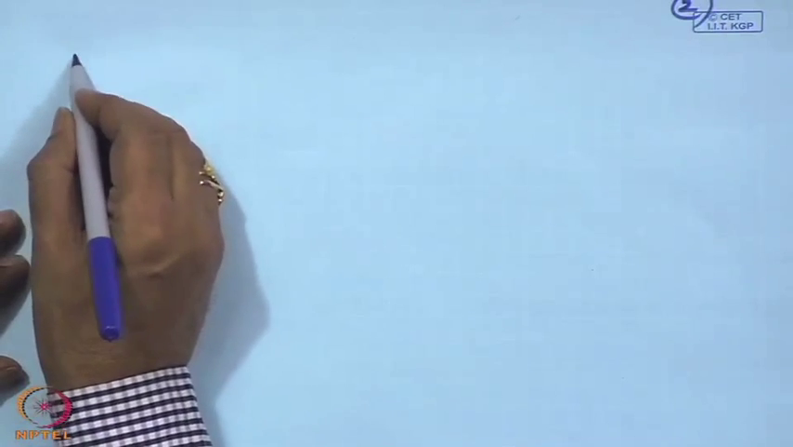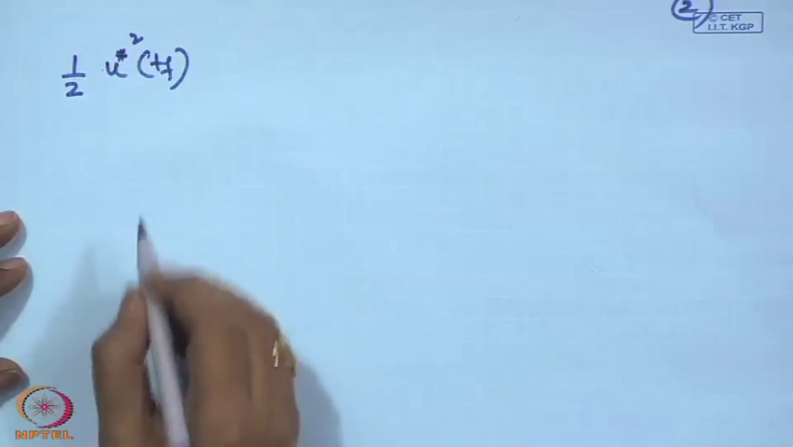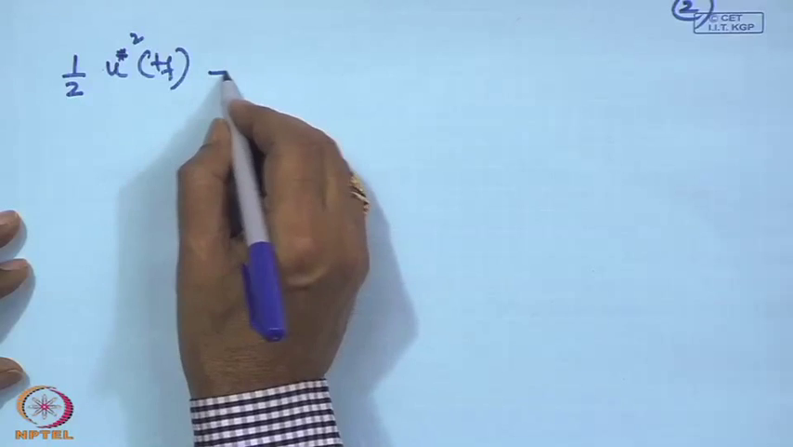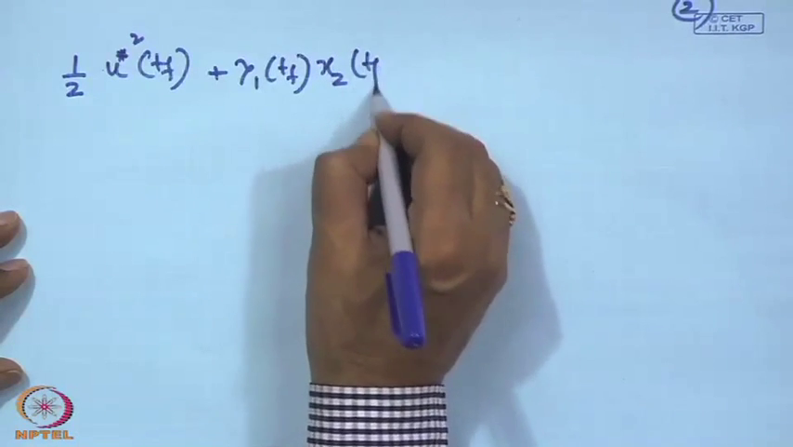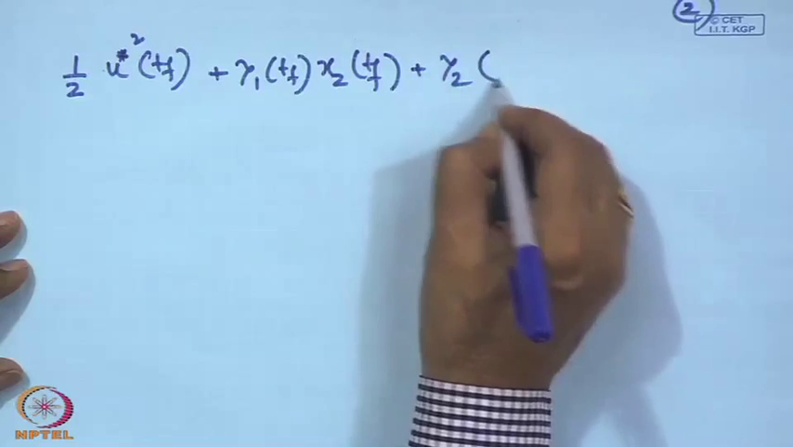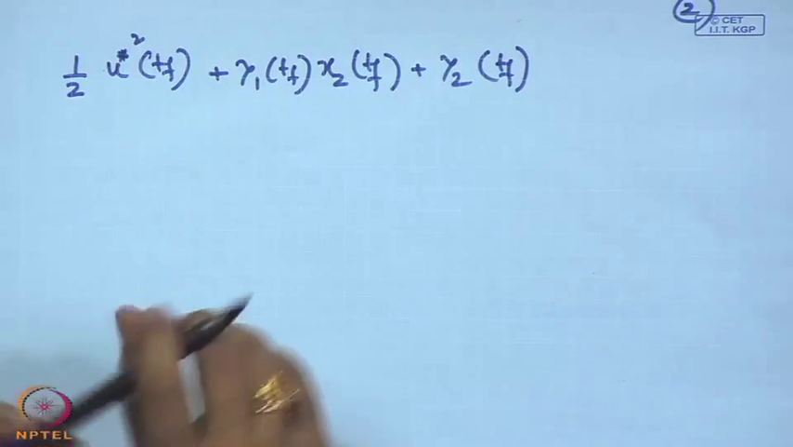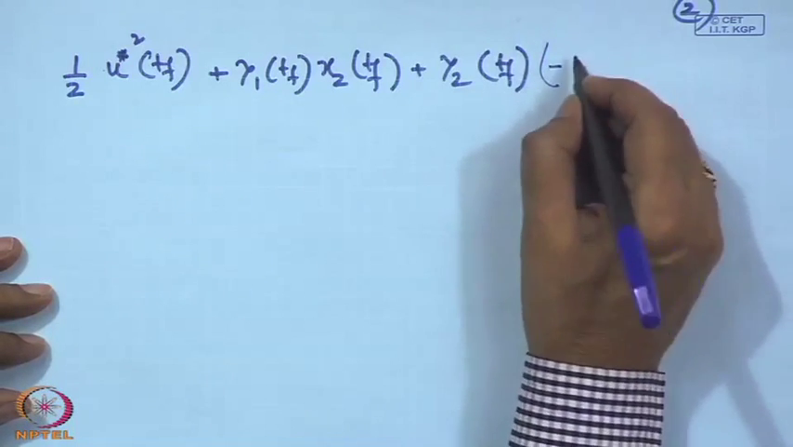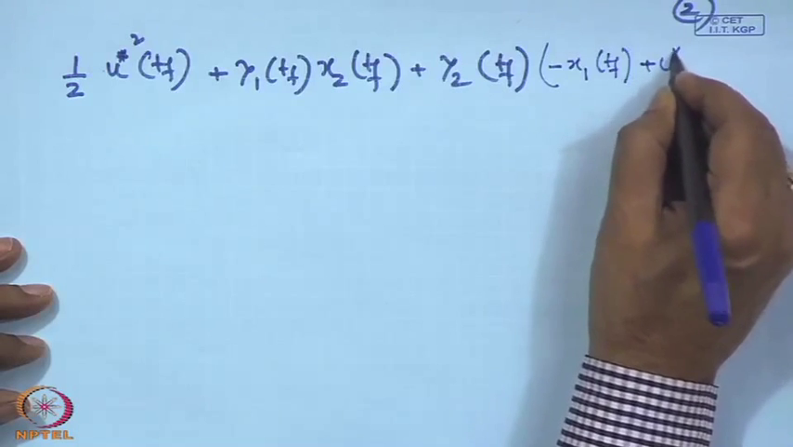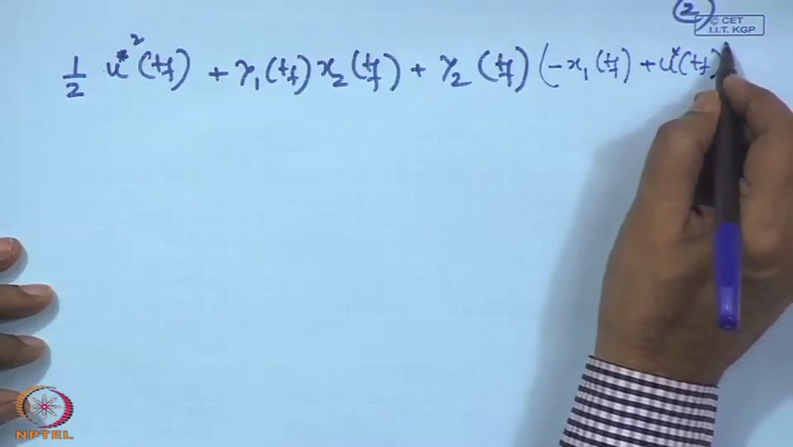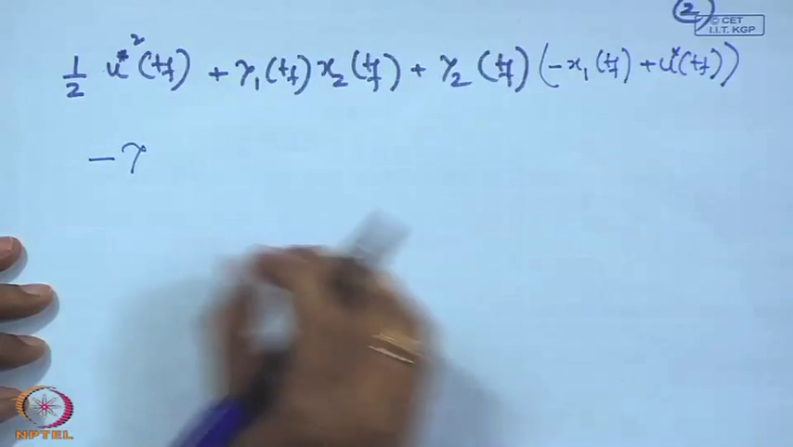So, if you write this equation next, what is the Hamiltonian at u star, at t is equal to T f, the optimum value of the input we have to find out, then lambda 1 T f into x 2 T f plus lambda 2 T f into minus x 1 T f plus u star T f, this bracket closed, then lambda 3. Just the Hamiltonian function I have written, putting t is equal to T f, nothing else.